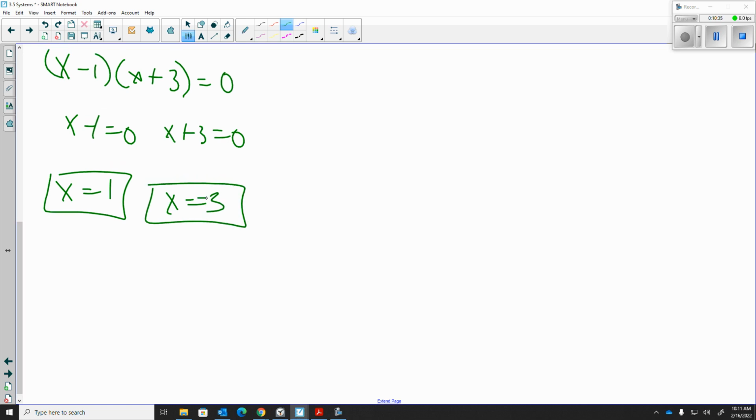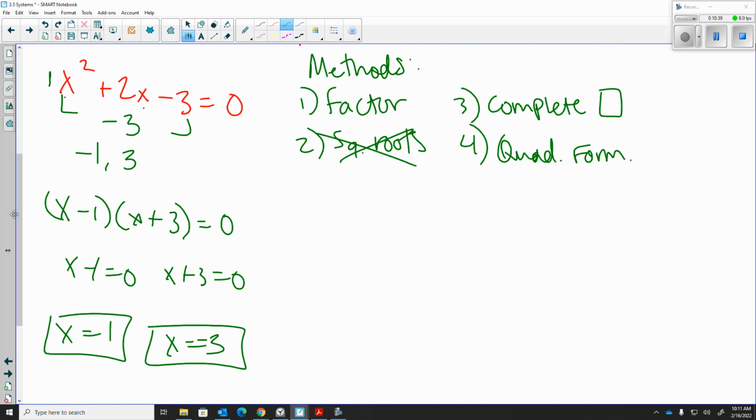If you did quadratic formula, you get the same answer. If you did complete the square, you get the same answer. All right? That should be the case. And we factored. You could have done quad formula. You could have completed the square. You would have gotten the same thing.